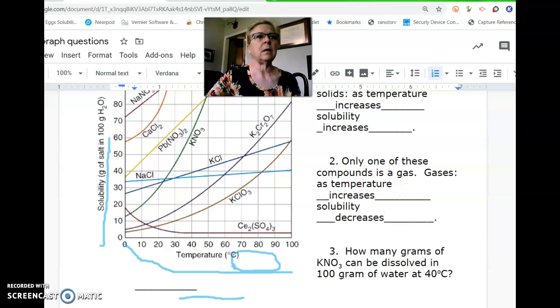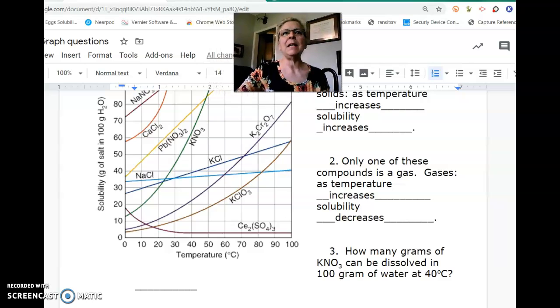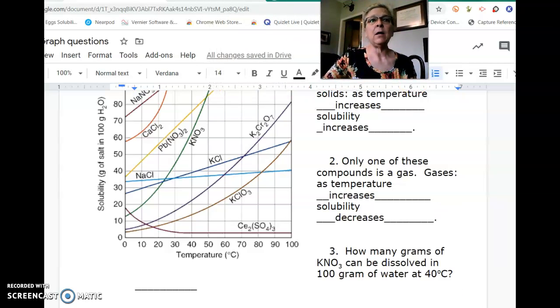On our next question, I'm going to erase this stuff because it's in the way now. Our next question asks, how many grams of KNO3 can be dissolved in 100 grams of water at 40 degrees Celsius? So back to getting my highlighter. First, I'm looking for KNO3, and I am looking for 40 degrees Celsius. There's my 40 degrees Celsius. And I need to make sure I'm in 100 grams of water. So I'm going to look at my y-axis and the label, and it says, in fact, that what I have is 100 grams of water.